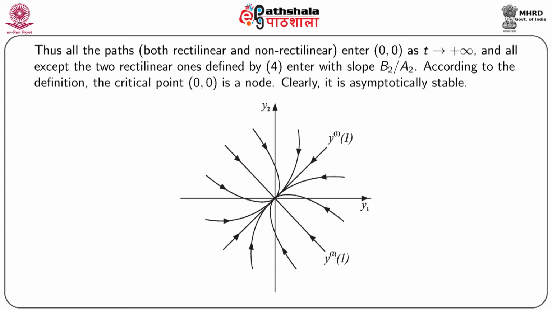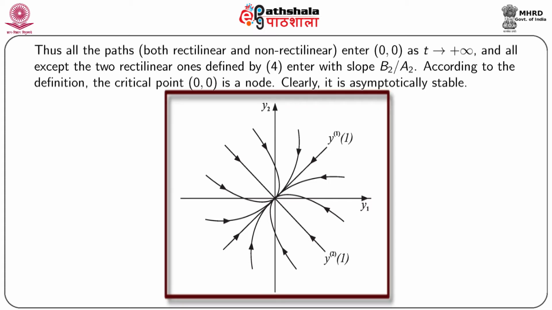Now, if lambda 1 and lambda 2 are both positive and we take lambda 1 greater than lambda 2 greater than 0, we see that the general solution of 1 is still in the form 3, and the particular solutions of the form 4 and 5 still exist. The situation is the same as before, except all the paths approach and enter (0, 0) as t tends to minus infinity. The critical point (0, 0) is still a node, but in this case it is unstable. And please note, since the node is unstable, all the arrows here are moving away from the origin.